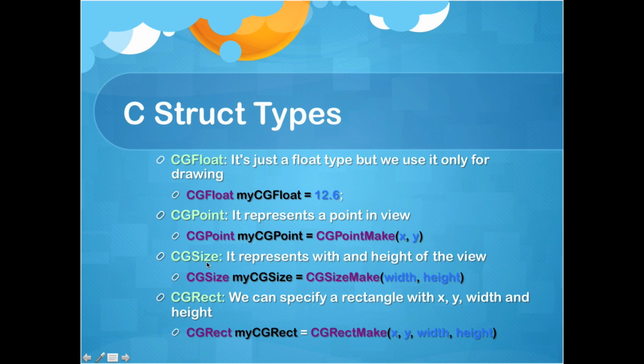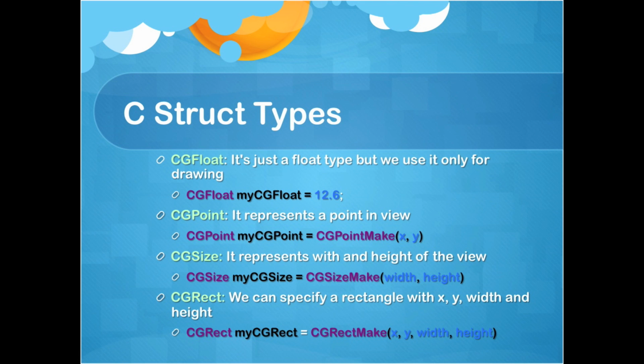We have CGSize. It represents a size, which is width and height, and we can create it with this useful method, which is CGSizeMake, and we give it just width and height, which are CGFloat. For example, if I say CGSizeMake 20, 20, it will create a size for me with width and height of 20.